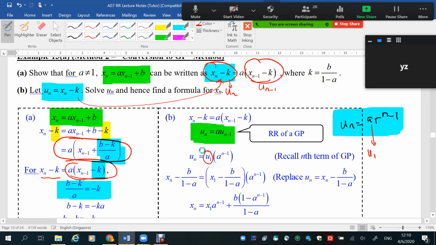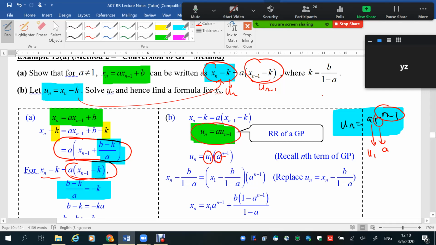Follow so far? Then if this is the GP, the common ratio must be a. This is the common ratio. This one is your a. And then your n minus 1 just follows through. So far so good?